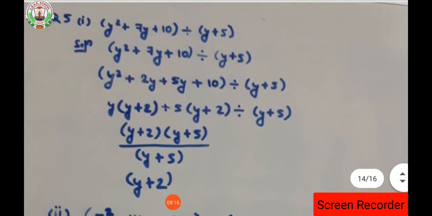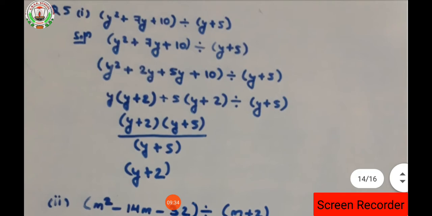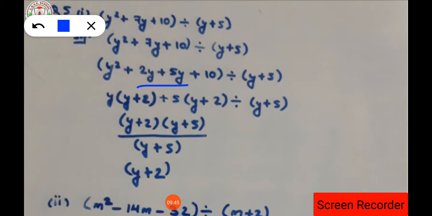Clear? Now the next question. What is said in this question? It is said that factorize and divide. Okay, we have to do the factorization along with the division. So what is the question we are having? That is y square plus 7y plus 10 divided by y plus 5, isn't it? Now 7y can be written in the form of 2 plus 5, because 7 is equal to 2 plus 5, isn't it? That's why 7y is written as 2y plus 5y.